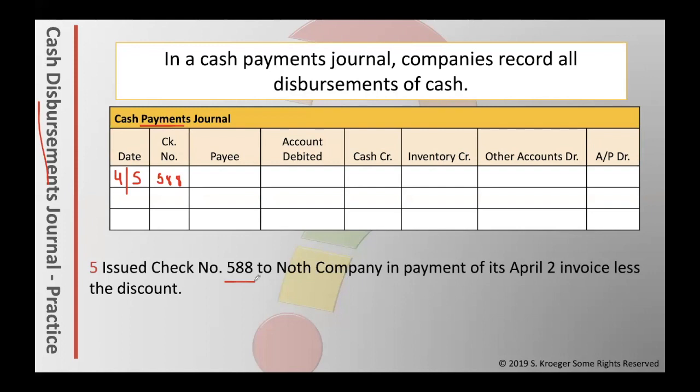Let's put in these journal entries. First, we had accounts payable of a debit of $15,300. Let's look up here. Do we have accounts payable as a debit? We do right here, accounts payable debit. Let's put in our amount of $15,300. The next line I had was cash as a credit of $14,994.